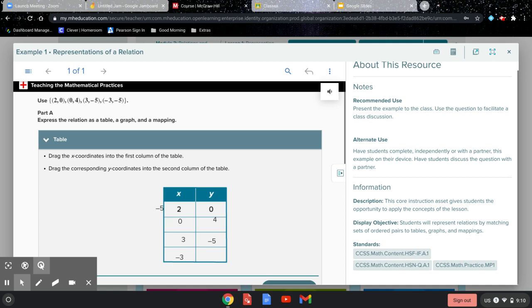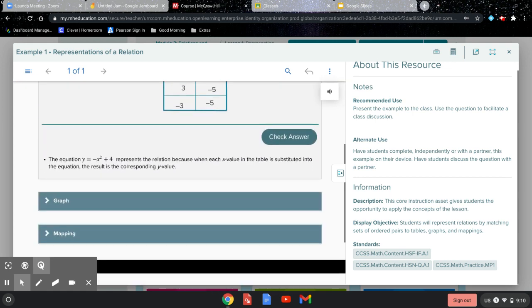If it would just stay there. Hey, come on. What is going on here? Okay, so it is supposed to stay like that.